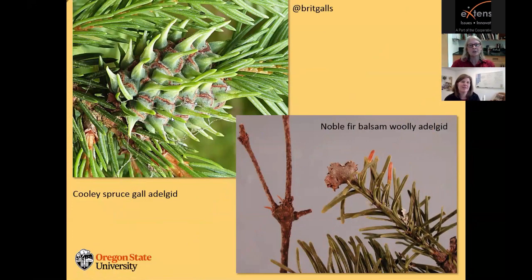Here's some examples of galls that you're likely to see. This is a Cooley spruce gall, an adelgid gall. These tend to turn brown later in the season, and people think they have pine cones on their spruce trees, but they're caused by these little insects that go to the base of the needles and start feeding. And with all of these galls, there's some sort of plant hormonal activity that is stimulated that forms these strange growths. Here it is on noble fir. This is another adelgid that affects true firs only, but not Douglas firs. And you can see the amount of injury is relatively minor.